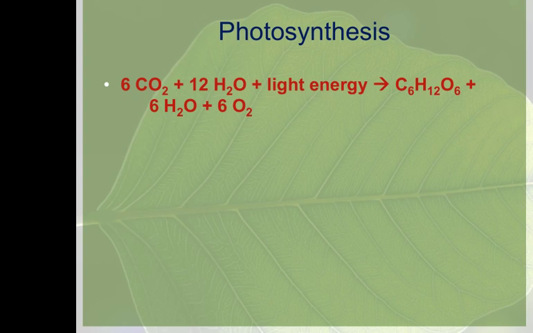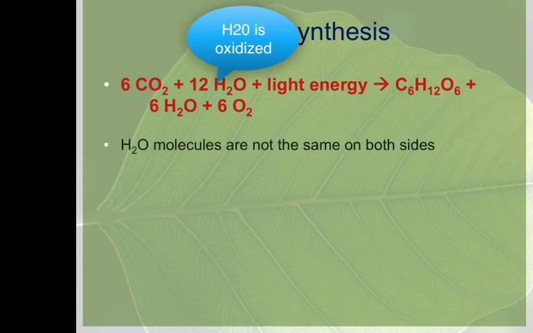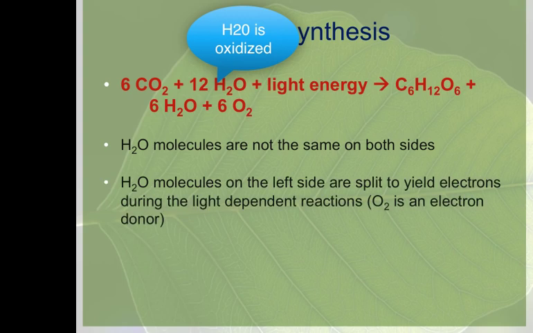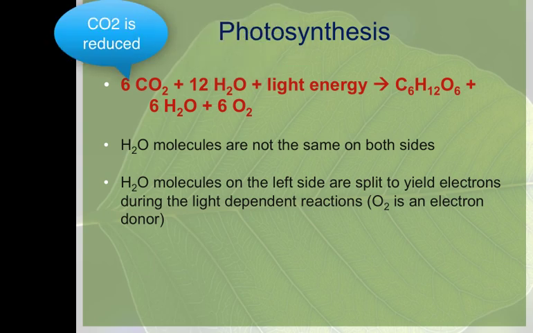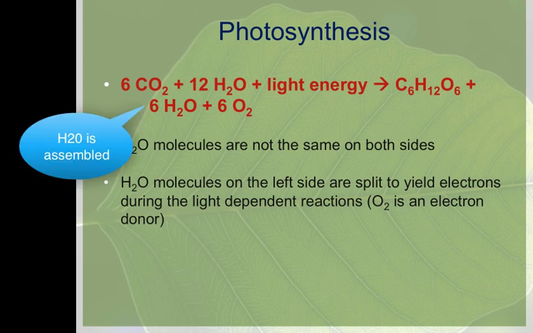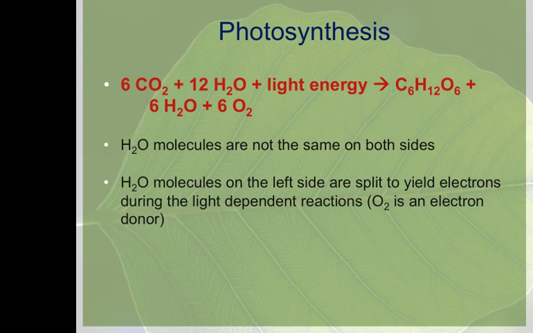Now let's look at how the chemical process of photosynthesis works. Photosynthesis takes carbon dioxide from the air, plus water, plus light energy and creates glucose. The water on the left side of the equation is oxidized to give up free electrons. And the carbon dioxide is reduced; it gains electrons lost by the oxygen from the water. The water on the right side is assembled from hydrogen and oxygen released during light-dependent reactions. In other words, the water on the left side of the equation is not the same water molecules as the water shown on the right side of the equation.